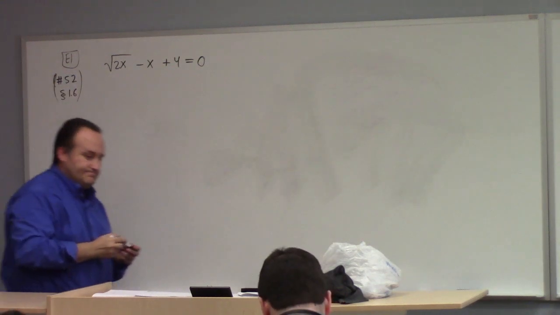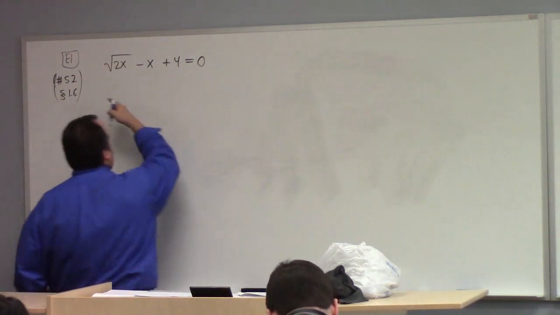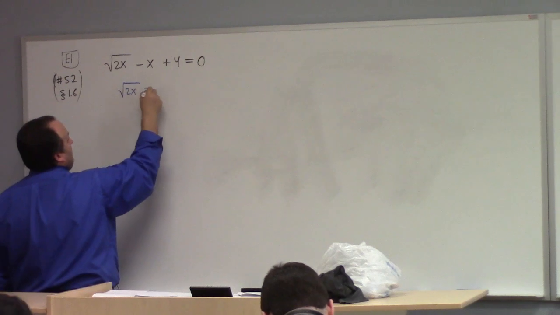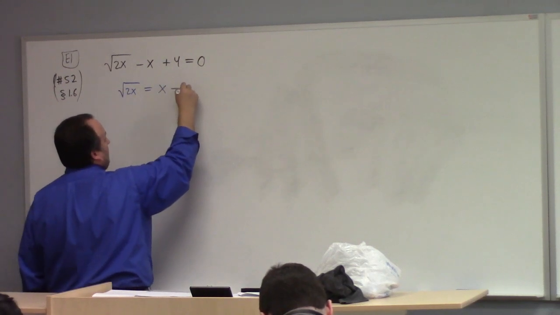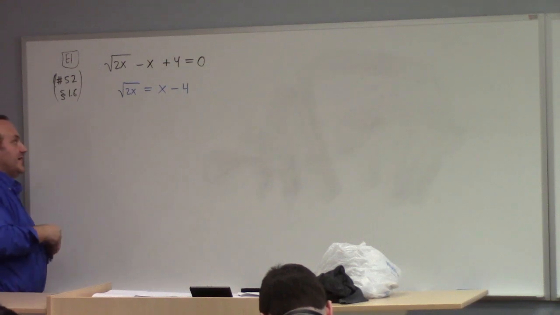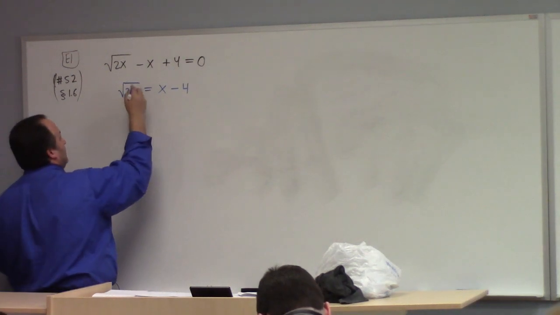All right, so what should we do? The first thing to do is to isolate the radical. So we've got square root of 2x is equal to x minus 4. So isolate the radical by adding things, subtracting things as necessary. And then we square it. So square both sides, right?